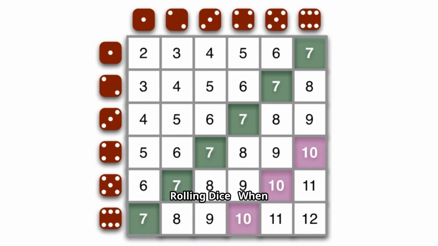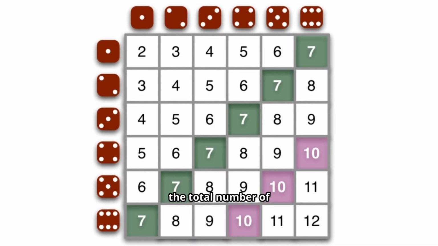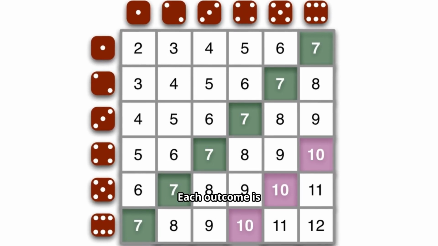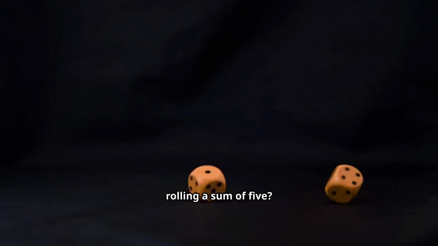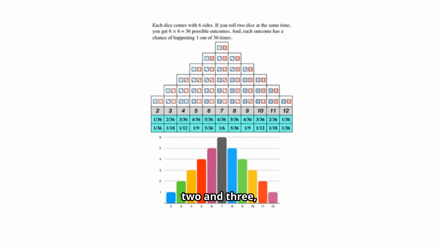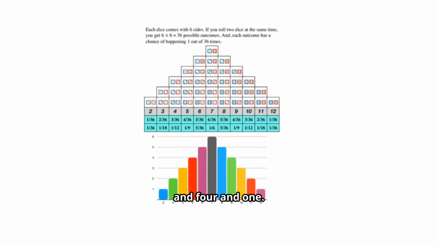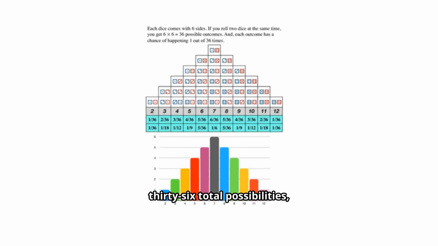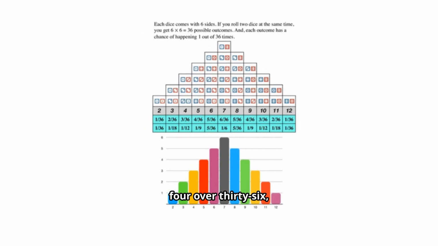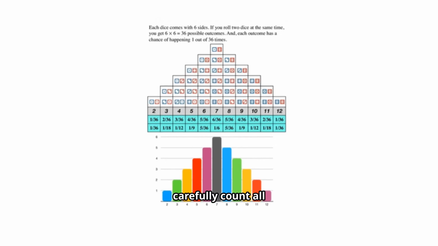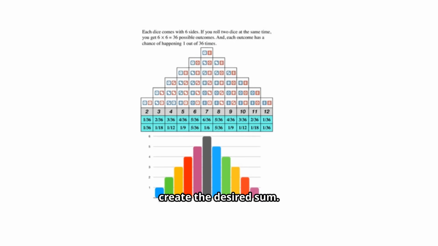Rolling dice. When rolling 2 dice, the total number of outcomes is 6 times 6, which equals 36. Each outcome is equally likely. Here's an example. What is the probability of rolling a sum of 5? The pairs that add to 5 are 1 and 4, 2 and 3, 3 and 2, and 4 and 1. That's 4 favorable outcomes. Since there are 36 total possibilities, the probability is 4 over 36, which simplifies to 1 over 9. On the quiz, remember to carefully count all possible pairs that create the desired sum.